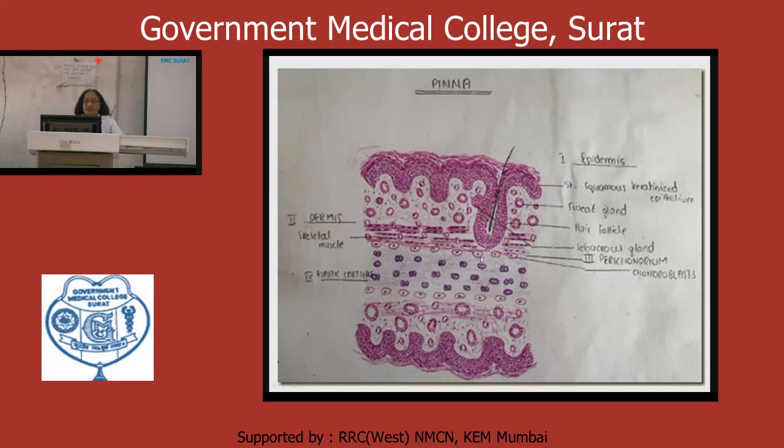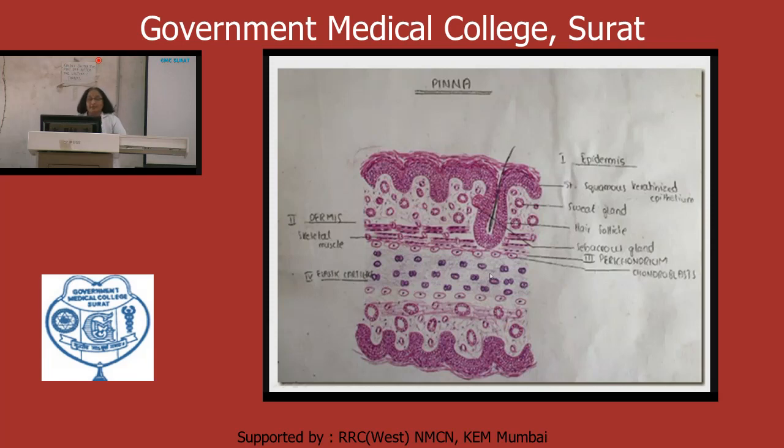Now the cells here are called chondroblasts. One cell undergoes mitotic cell division, giving rise to more daughter cells, which then move toward the central part. And this is the central core of the auricle, composed of elastic cartilage. Now this is about the auricle.